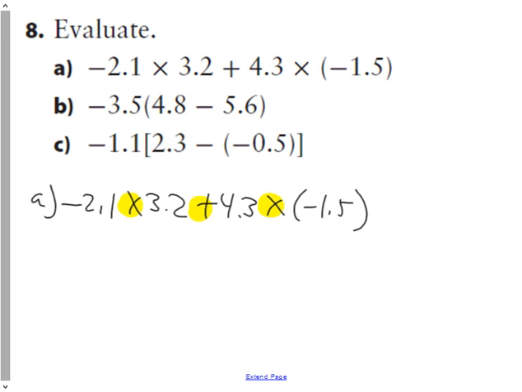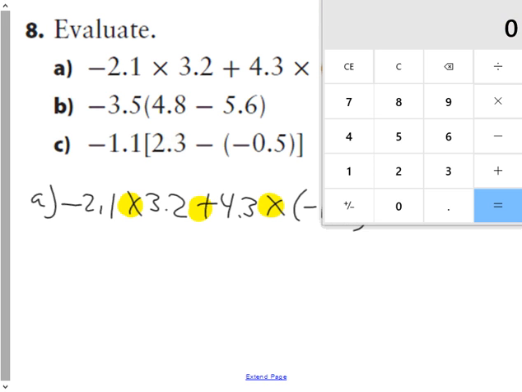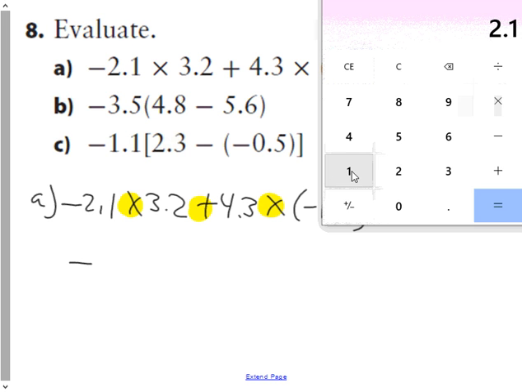Now you can do one of two things. You can solve multiplications independently of each other and rewrite one at a time. Or if you're really clever, you're just going to write the multiplications and do them all at once. So the first one, when I multiply those two, I know that my answer is going to be negative, because of sign rules. Negative 2.1 multiplied by 3.2 equals negative 6.72, and then I'm going to put the plus sign down.